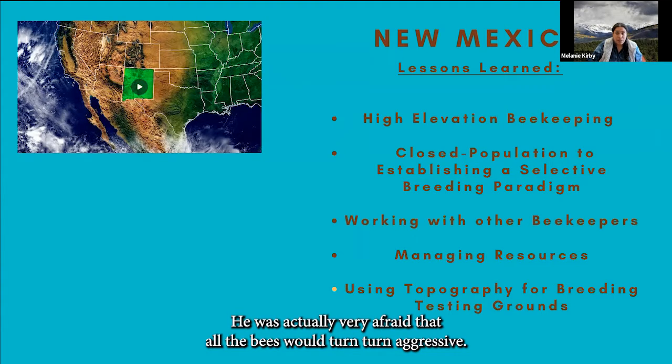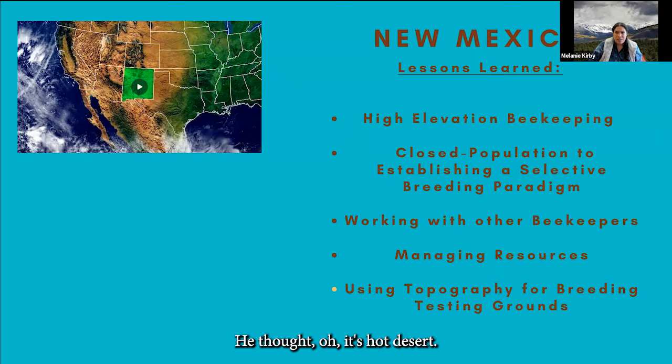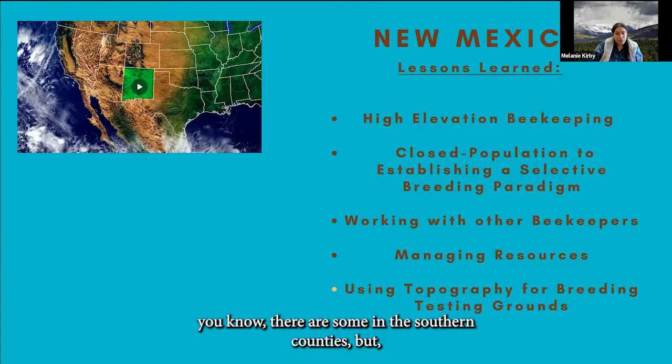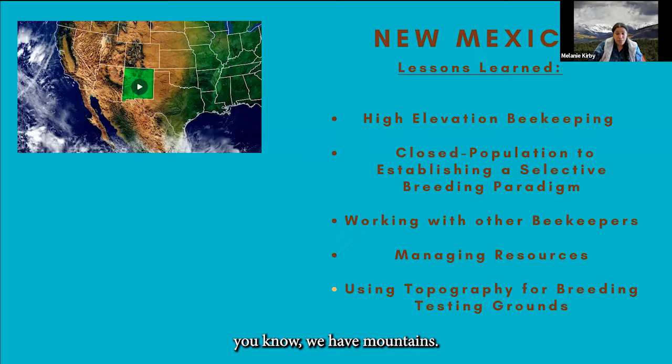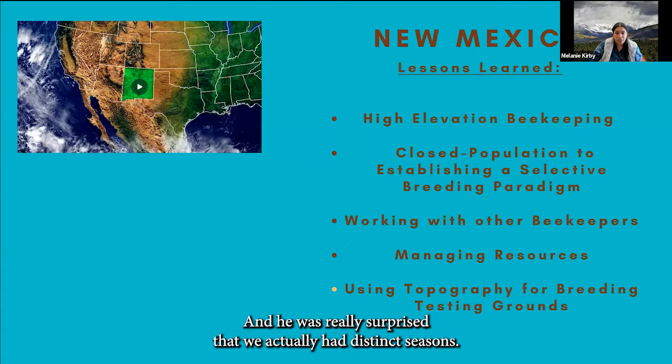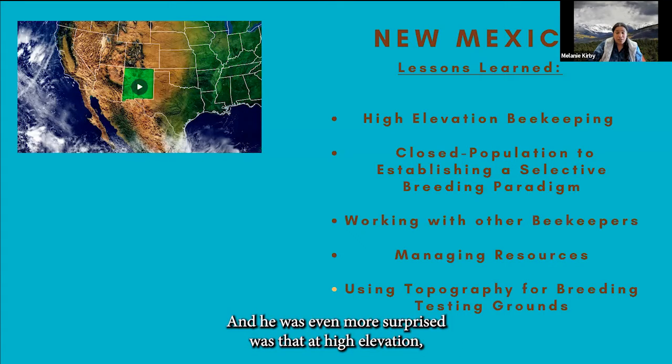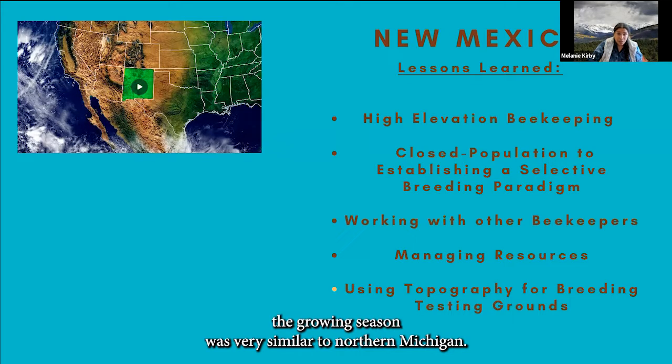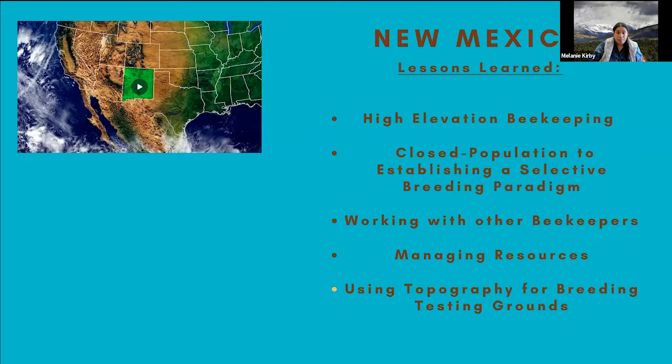He was actually very afraid that all the bees would turn aggressive. He thought, oh, it's hot desert. Don't you have Africanized bees down there? And I said, well, there are some in the southern counties, but we have mountains. And he was really surprised that we actually had distinct seasons. And what he was even more surprised was that at high elevation, the growing season was very similar to northern Michigan, just due to the high elevation.